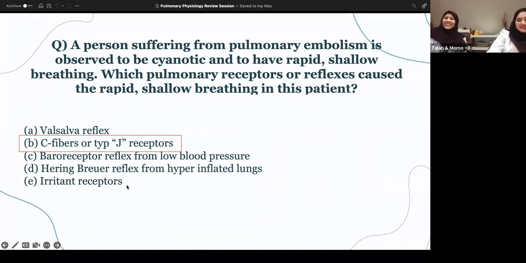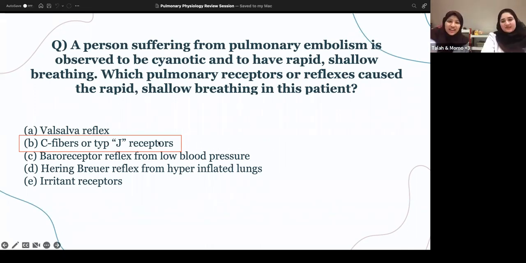Those who chose B, why did you choose B? You can explain if you want, because I want to know why they chose it. Whoever chose B, tell us why. I've never heard of that receptor in my life. Oh, it's on the slides in bold. In the slides, it said pulmonary embolism activates these receptors. Okay, that's good.